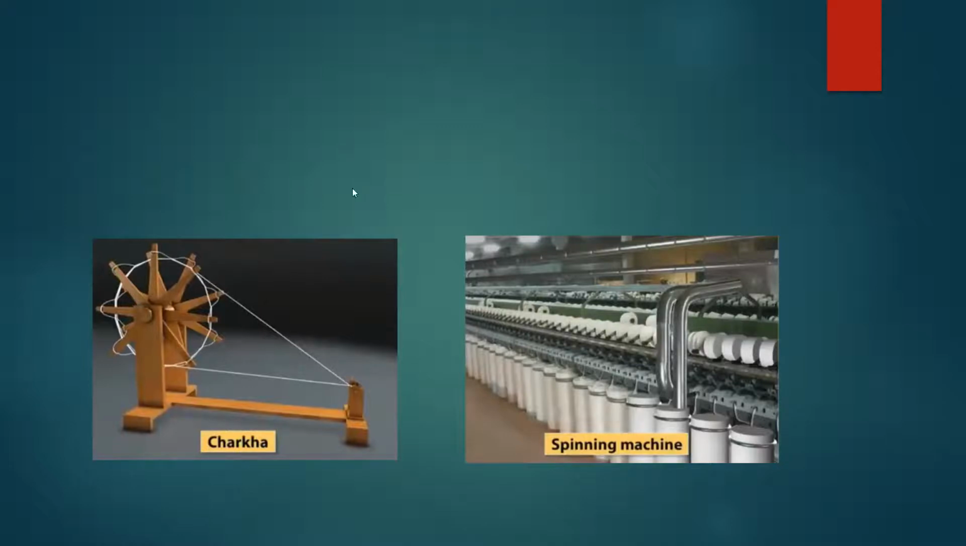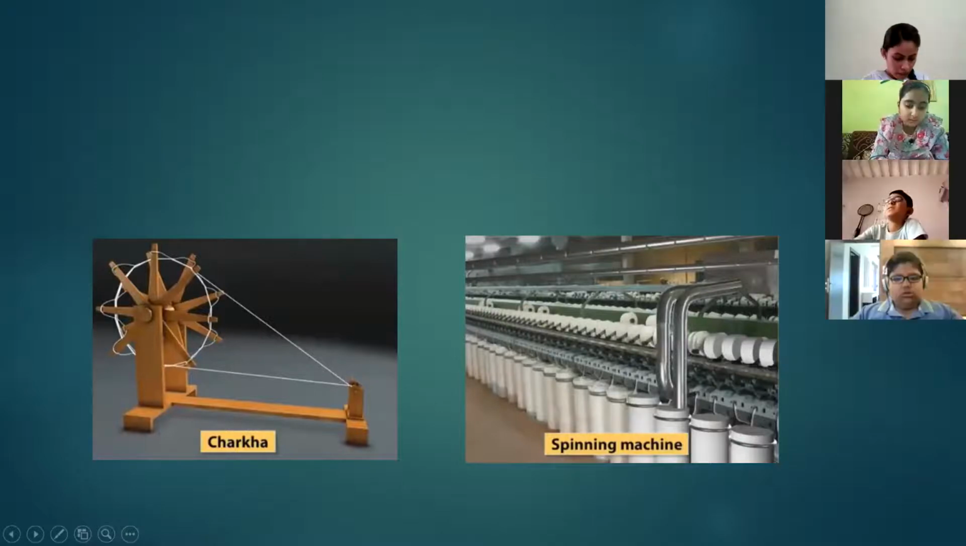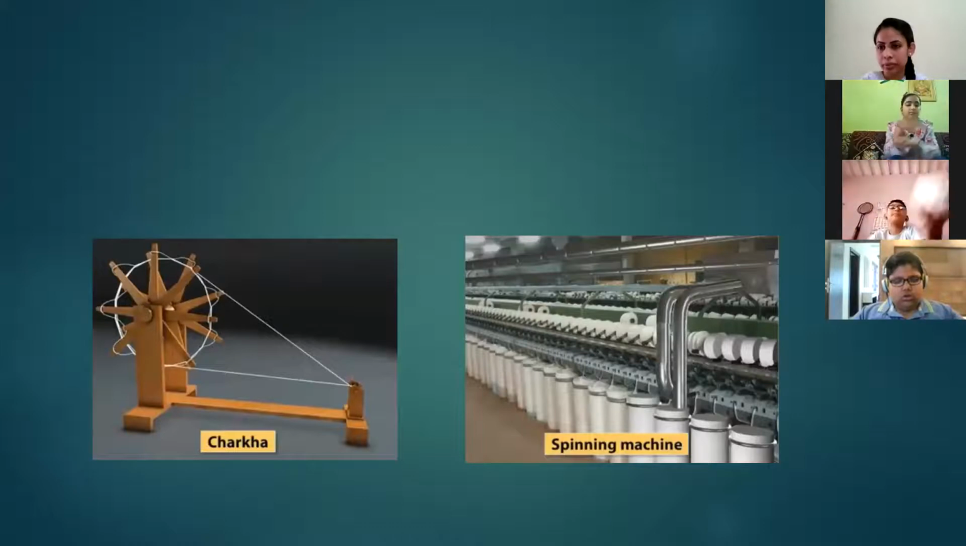In the next para, a simple device used for spinning is a hand spindle called takli that we have seen now. Another hand operated device used for spinning is charkha that is shown in the figure. Use of charkha was popularized by Mahatma Gandhi as a part of the independence movement. So it was popularized at that time.